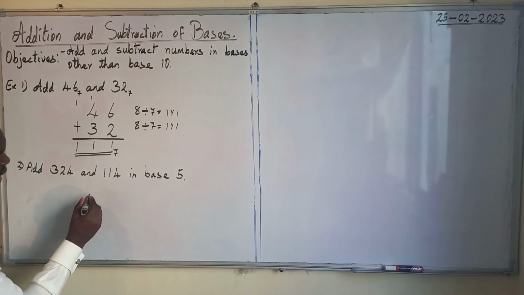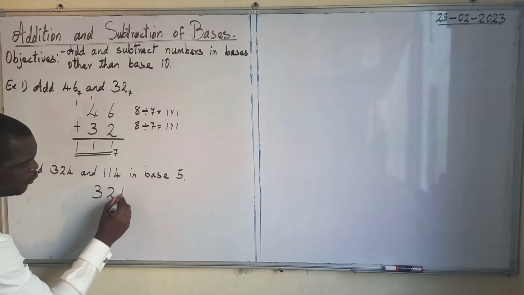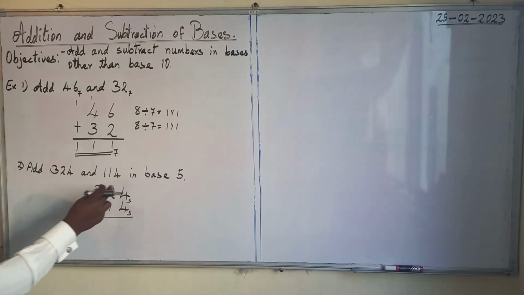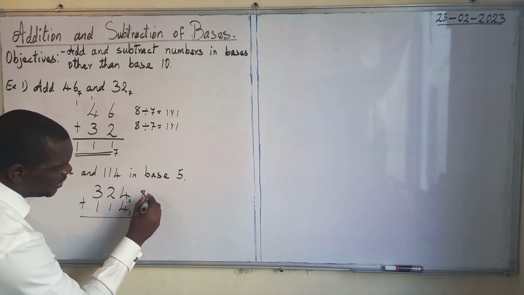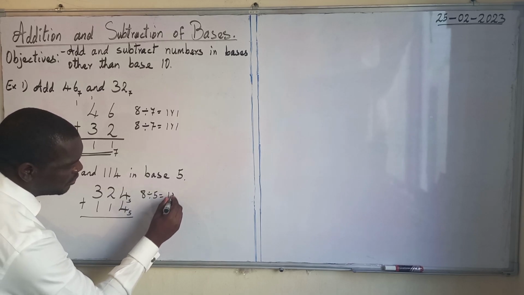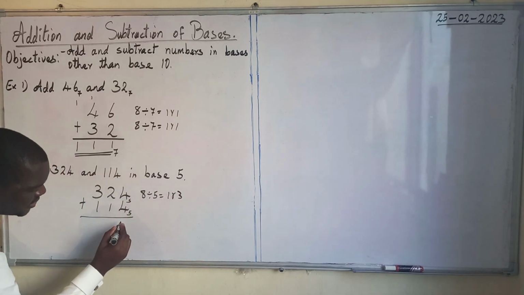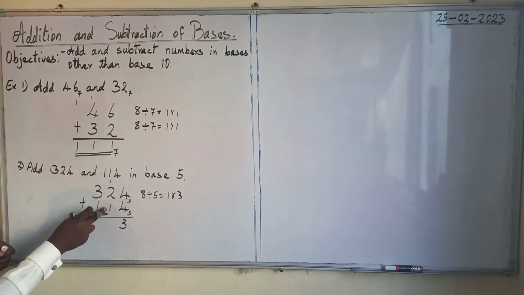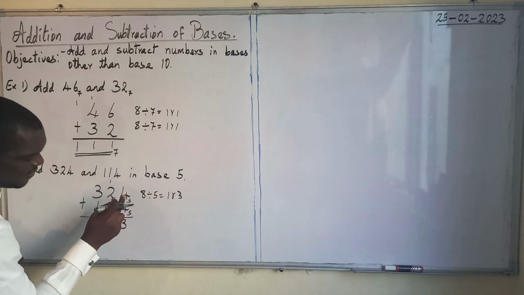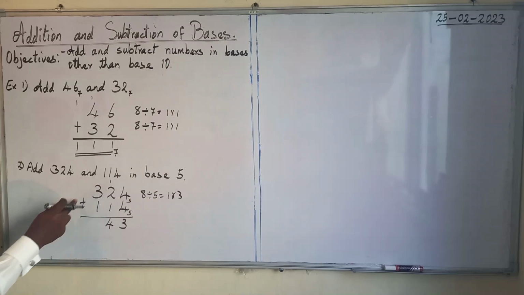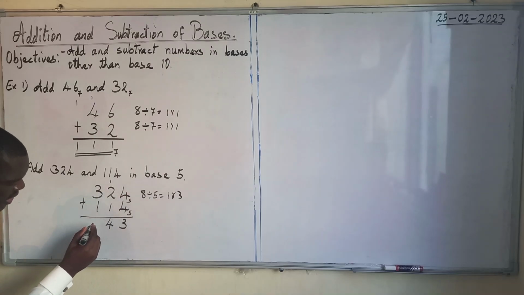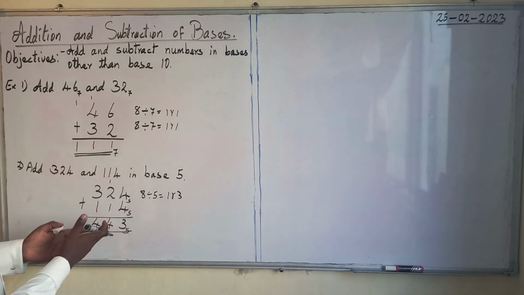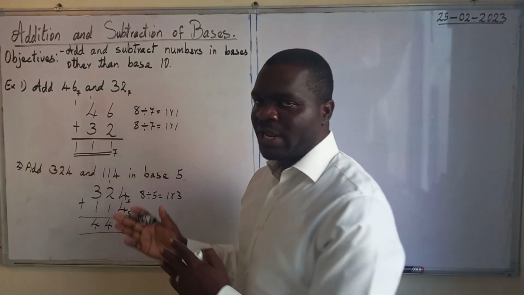We'll do the same thing. We arrange 324 and 114 vertically. We are adding in base 5. Take note, 4 plus 4 is 8, and 8 divided by 5 gives 1 remainder 3. So the first thing we write is the remainder 3 and carry forward 1. 1 plus 2 is 3. 3 plus 1 is 4. 4 is less than 5, which is the base, so you write down the 4 here. 3 plus 1 is 4. 4 is less than the base, so you write it down. And this new number is in base 5. So this is how you can add in a given base other than base 10.